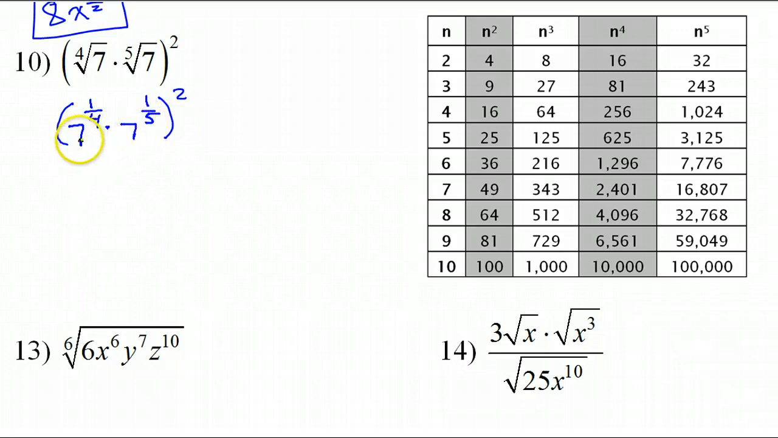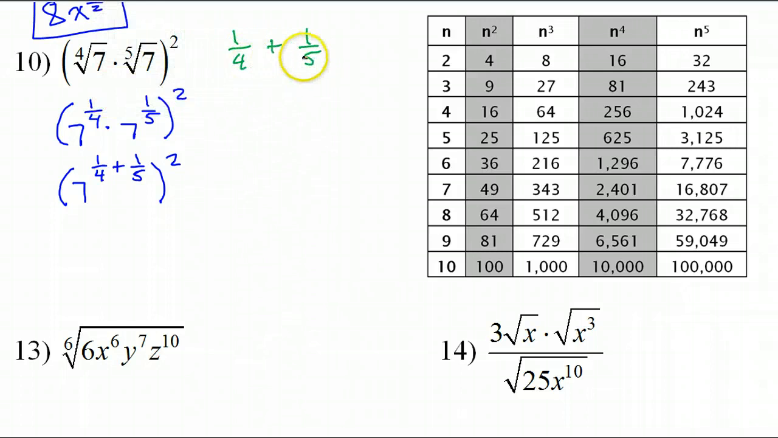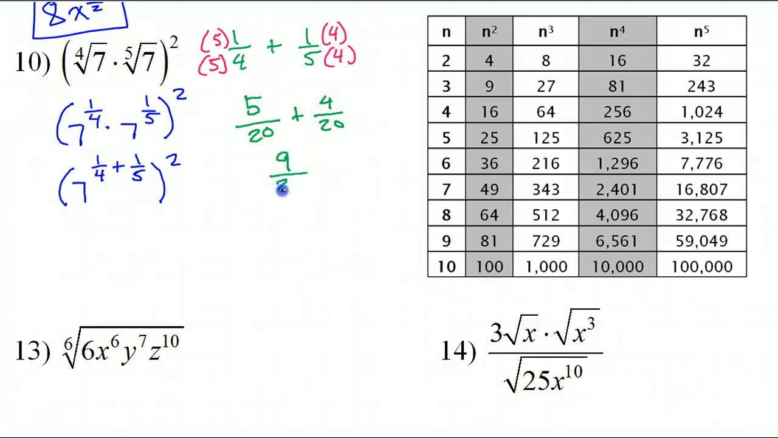Now we can do something. Since the bases are the same, we can add these exponents. So what we're dealing with is 7 to the 1/4 plus 1/5 power squared. Now off to the side, I'm going to do this addition. So 1/4 plus 1/5. Okay, I guess making these both into 20 is the best we can do. So multiply these by 5 and multiply these by 4. So that's going to give us 5 over 20 plus 4 over 20. So that is 9 over 20.